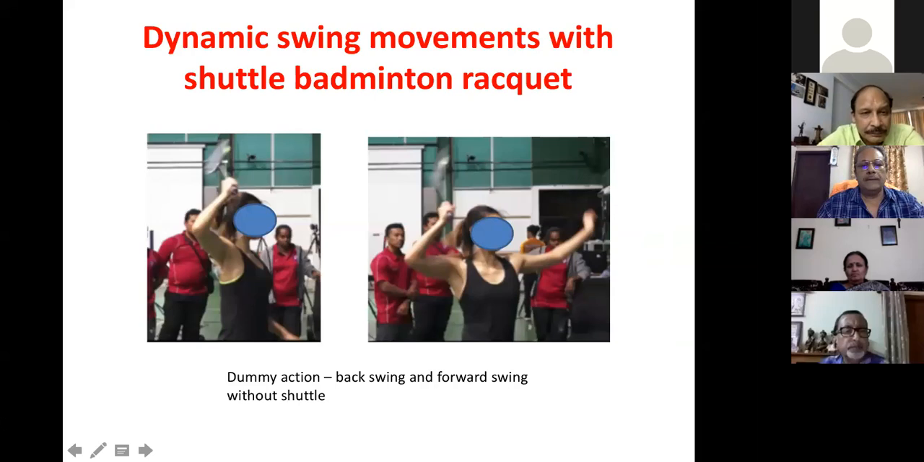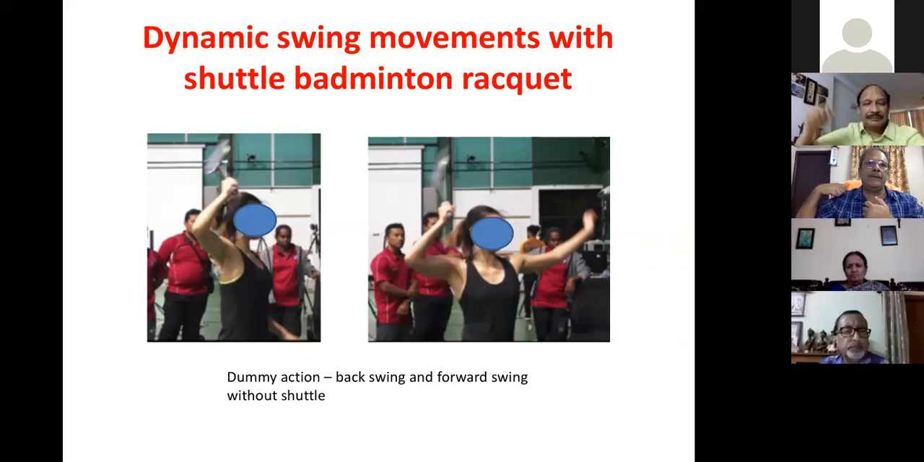The head is straight and the person's body is erect, and he is taking the hand backward and then making the stroke. So, in this erect position, if you want to take the hand back for a backswing, you have to apply force on the muscle. That means the muscle activation will be there.